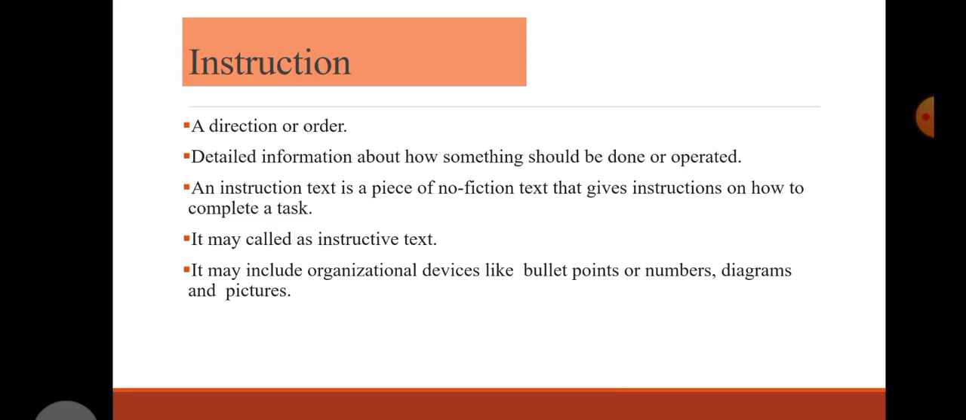It may be called instructive text whenever you compose a text which is based on some sort of direction or instruction, so you will call it instructive text. It may include organizational devices like bullet points or numbers, diagrams, and pictures. Bullets, points, or numbers help readers to understand the different points. In the same way, diagrams and pictures also convey the proper information which the book is talking about, which the teacher is talking about. And with the help of that diagram and picture, you will be able to understand the whole scenario, the whole information.